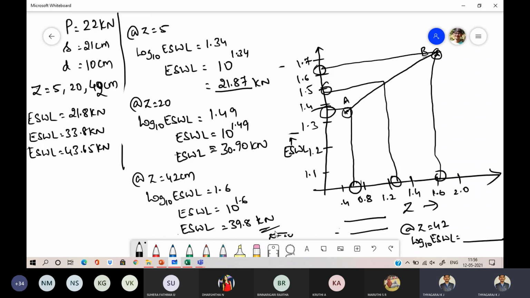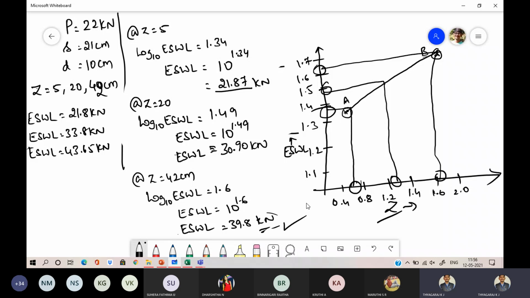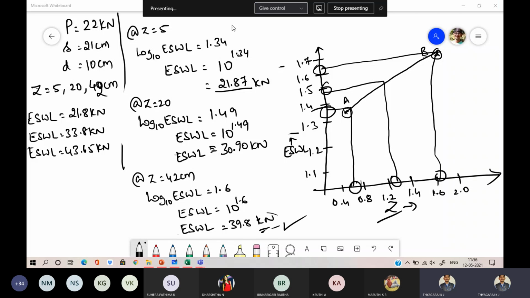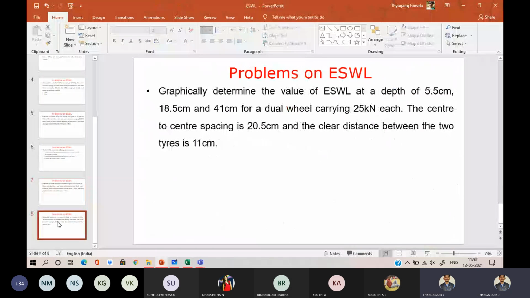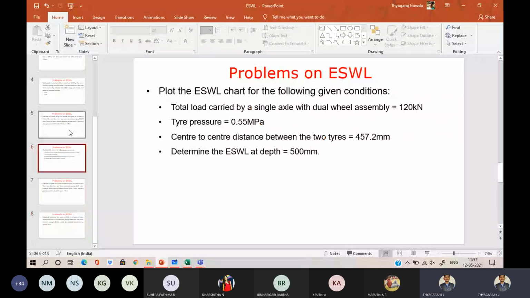I hope everyone has understood this right. In the exam, there will be a compulsory question. Using graph only you have to do, not the formula. If they have asked for the formula, you have to use the formula. If they have not asked, you should go for the graphical solution only. Okay, is it clear? Yes, sir. There is one more problem, you can work it out yourself.